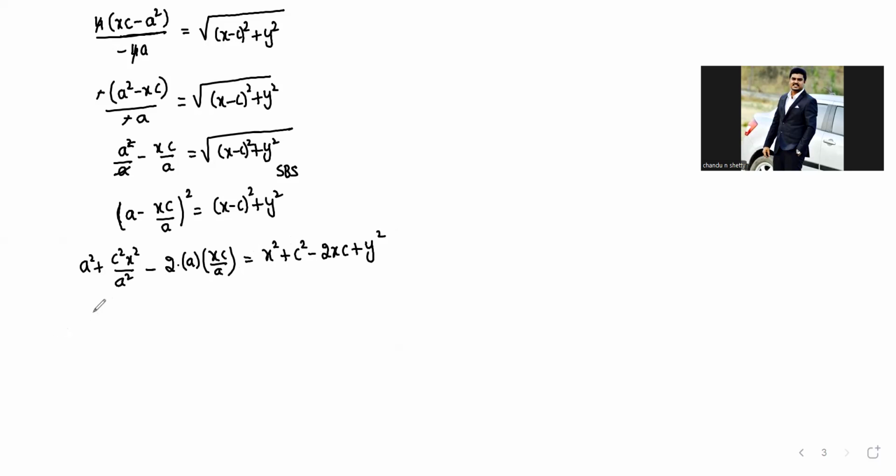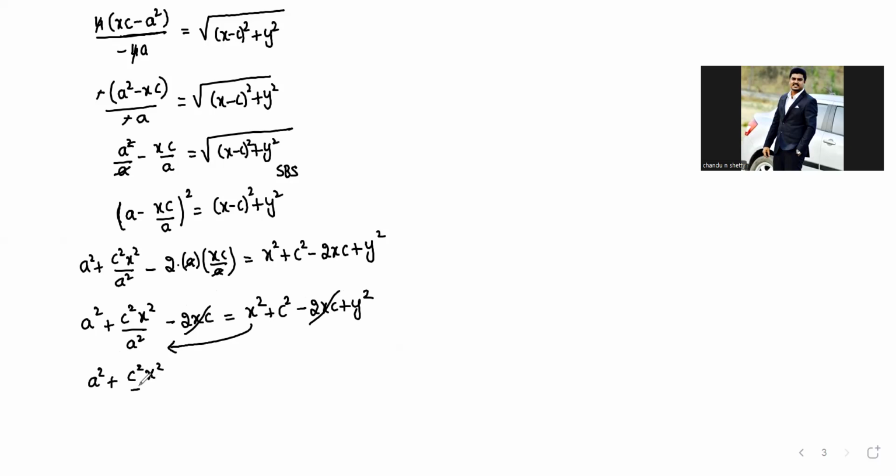Now you should observe a square, you should keep it, plus c square x square by a square. Now this a and this a cancel. So remaining is what? Minus 2xc. It is equal to x square plus c square minus 2xc plus y square. So my dear students, all of you should observe minus xc is cancelled. Clear it is all of you. This x square we can shift to the LHS side. So a square plus c square x square by a square minus x square is equal to, so we got what? C square plus y square is the remaining. Clear it is all of you.